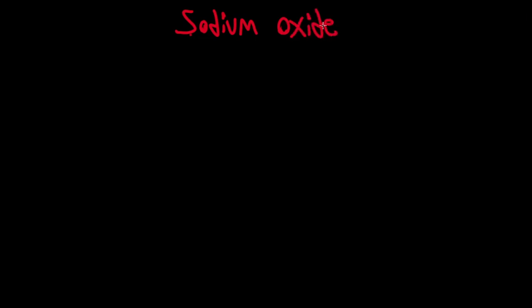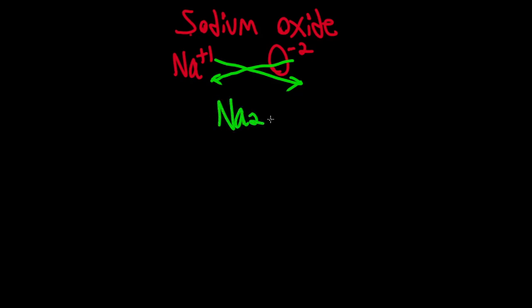And look at our periodic table, we see sodium is Na, and since it's in group 1 and it's a metal, it's going to have a +1 charge. Oxygen, since it's in group 6, it needs 2 electrons to reach that octet rule, so it's going to have a -2 charge. And just like before, we're going to do our crisscross and get Na2O.